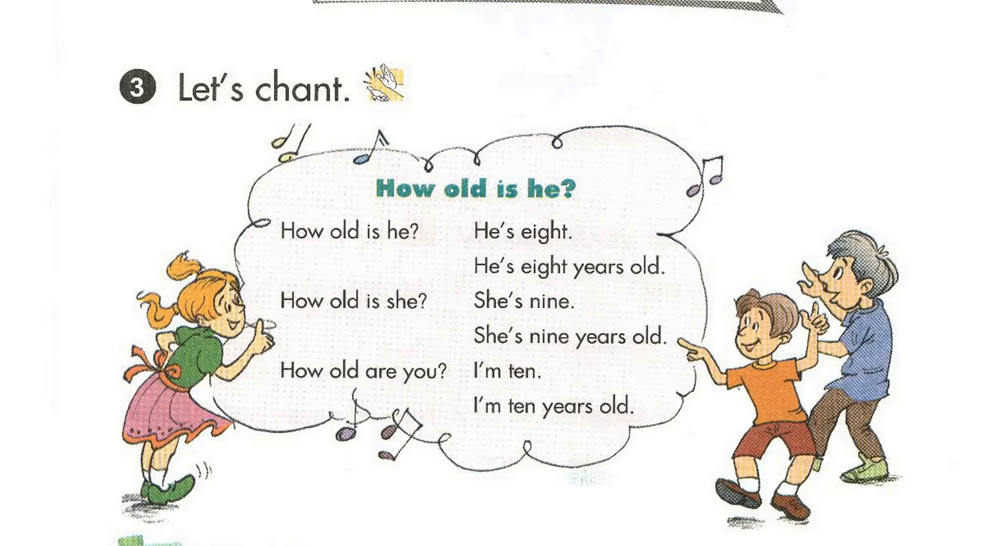Page 10. Lesson 3. Activity 3. Let's chant. How old is he? 1, 2, 3, 4. How old is he? He's 8. He's 8 years old. How old is she? She's 9. She's 9 years old. How old are you? I'm 10. I'm 10 years old.